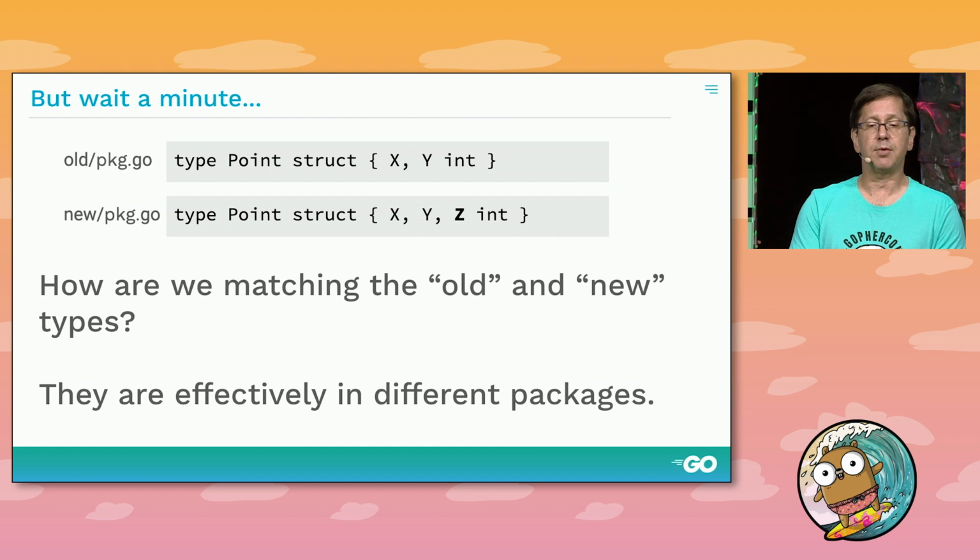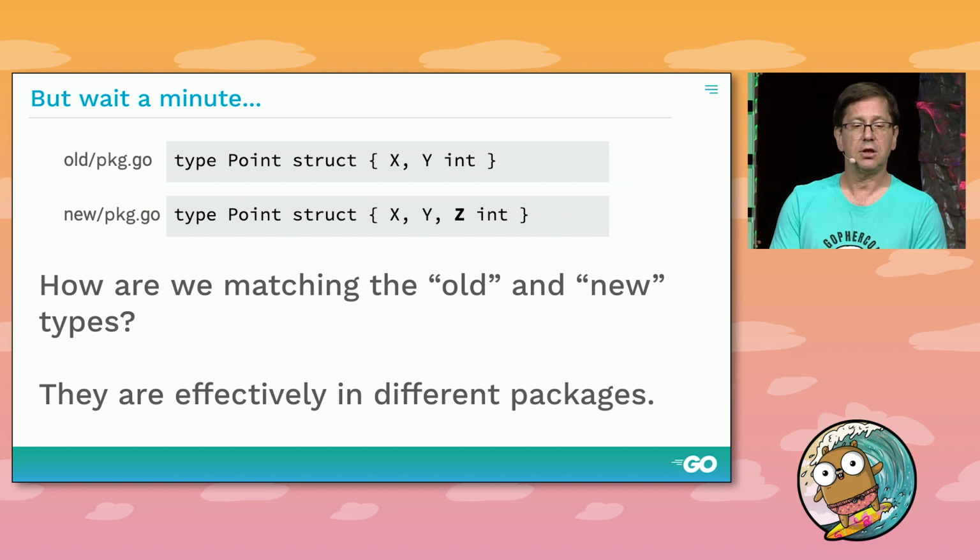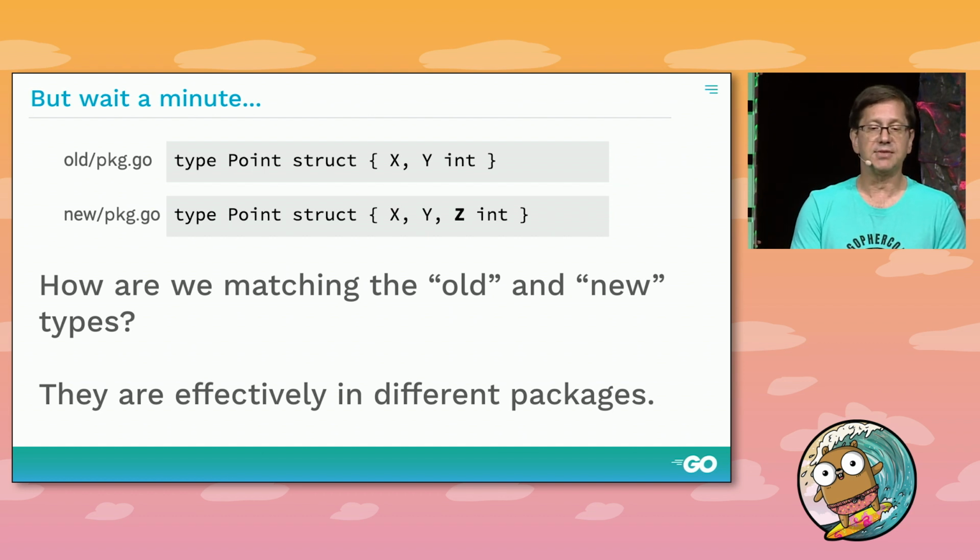Here's the first example from the previous slide, the compatible change. I've changed the labels to be file names to emphasize that as far as the tool is concerned, we're basically comparing two different packages. So how do we match the old point with the new point? Well, obviously they have the same name. And that's what I implemented at first. Unfortunately, that's not quite enough.